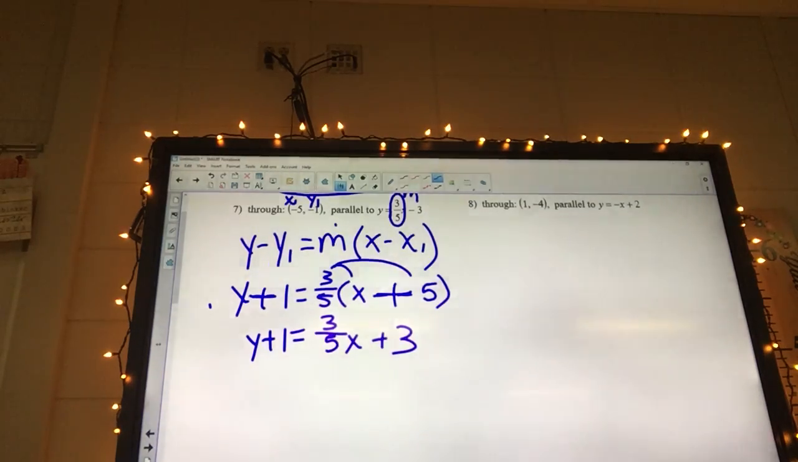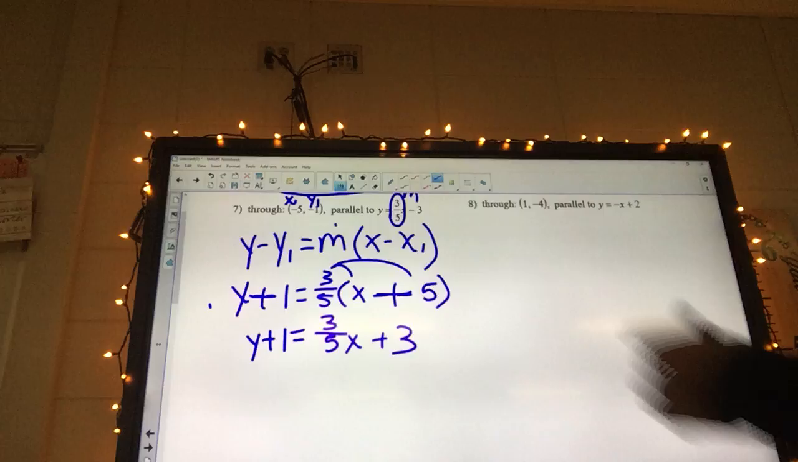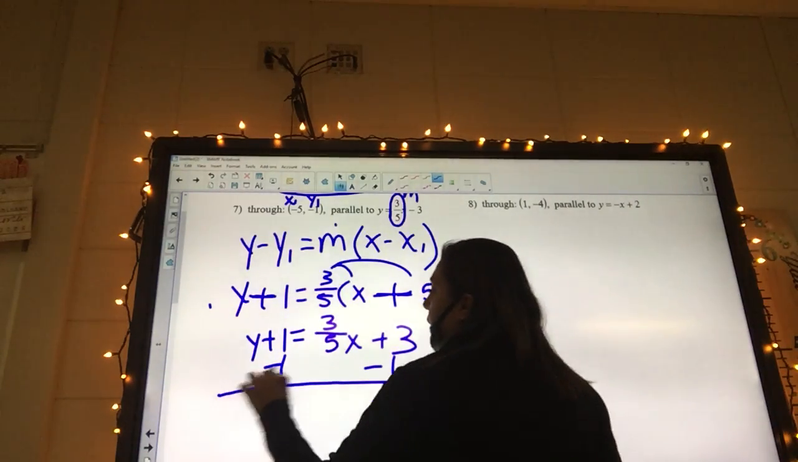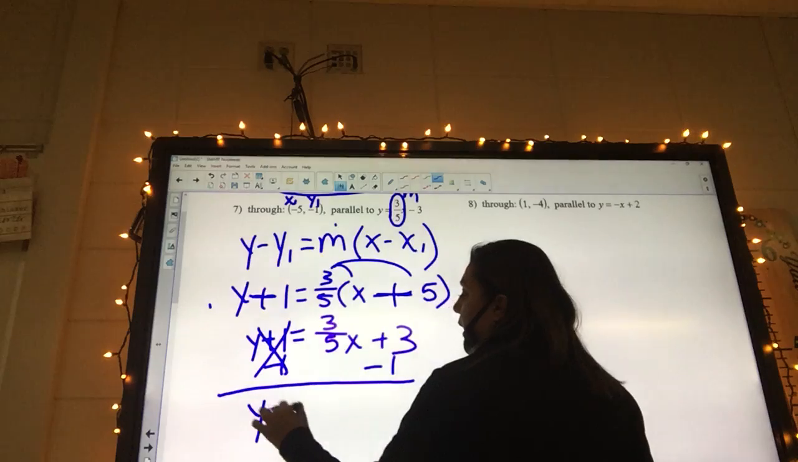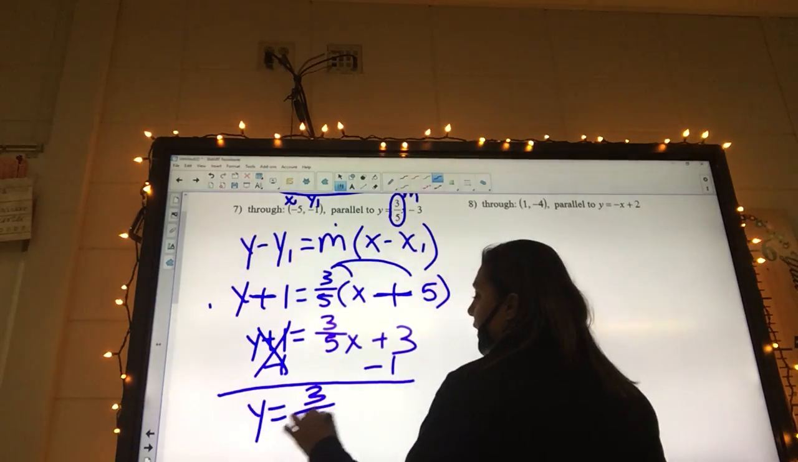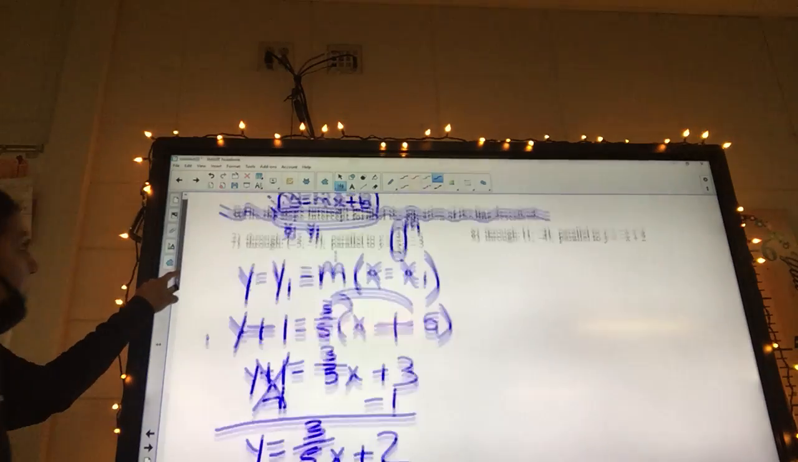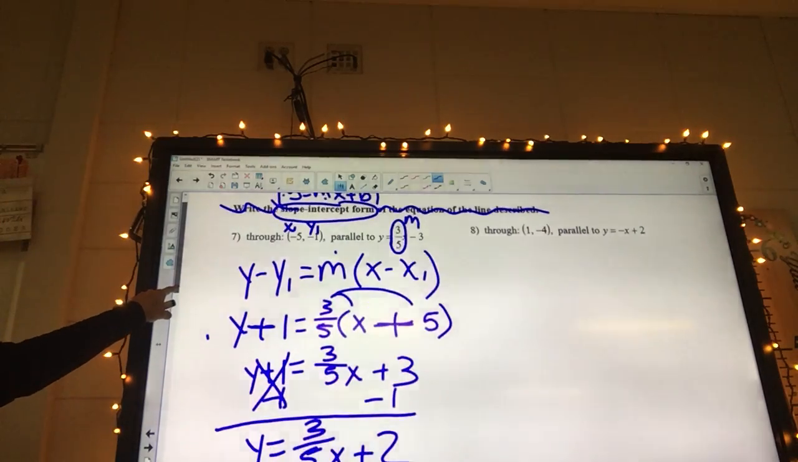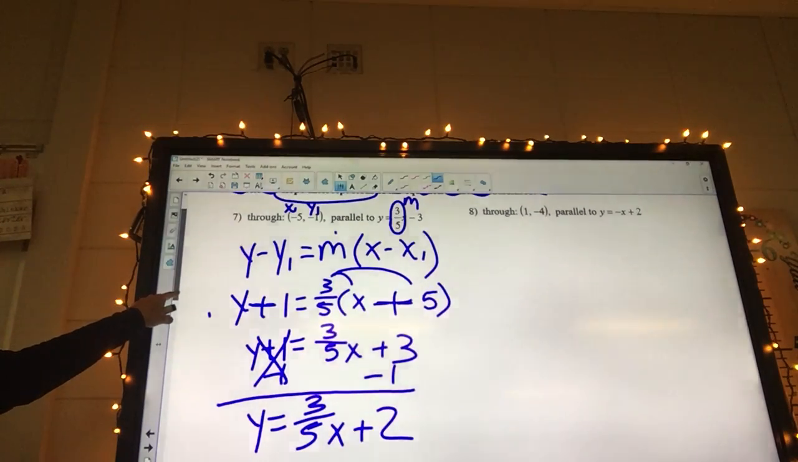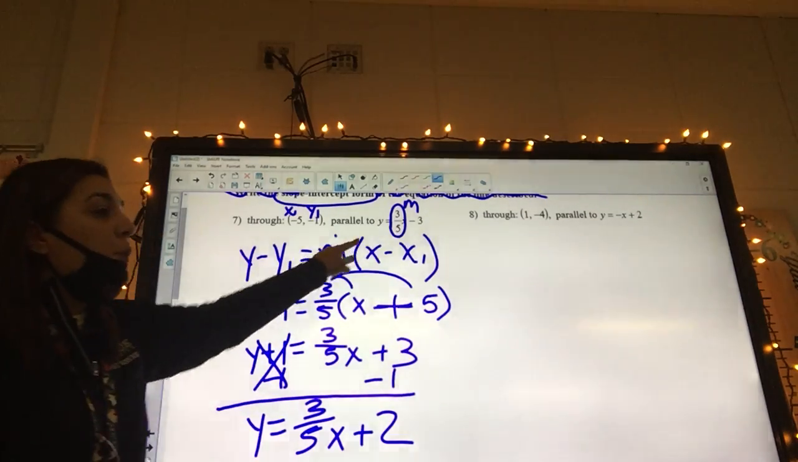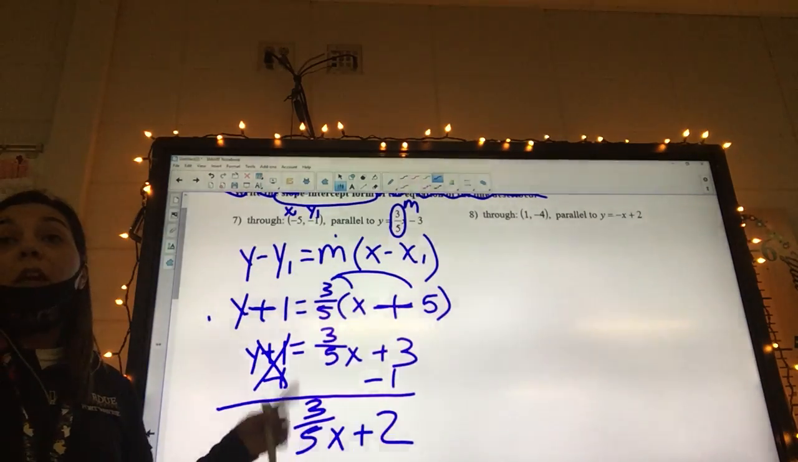Now what? We subtract 1 on both sides because we're trying to get y by itself. So it's going to be y equals 3/5 x plus 2. Now does our formula look right? Yes. And what is the slope? 3/5. And we knew with parallel lines we would keep it the same. So it looks good.